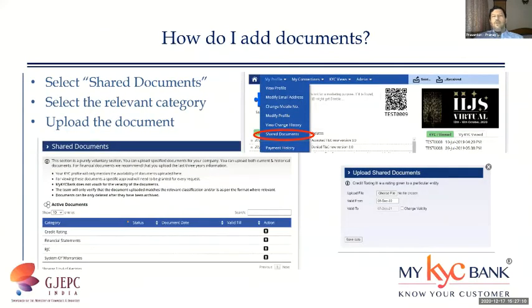So just to show how to add the documents, you go into My Profile, there is shared documents. The list will drop down as to what kind of documents. Currently, we have 4 defined in the system: credit rating, financial statements, RJC, system of warranties. If you update or upload any one of them, you can put the from date and validity date, and automatically it will be uploaded into your system once the backend confirms it.